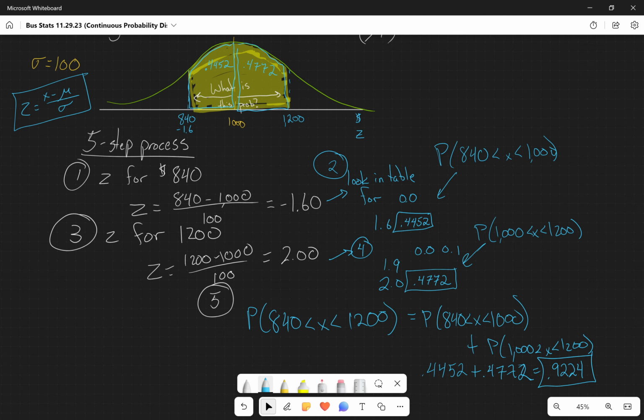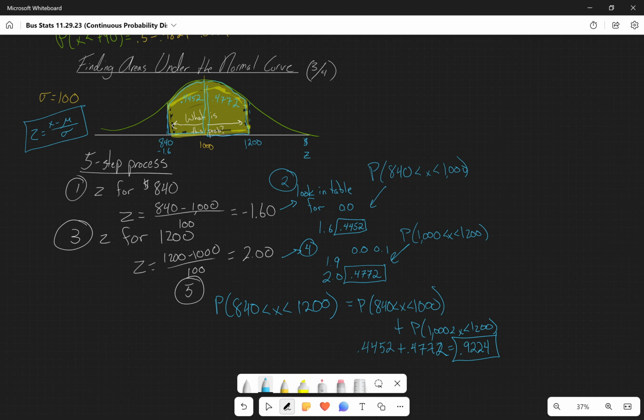Questions on this process for finding the area under a normal curve when we're spanning the mean? When the mean is inside, we end up having to do two different z-statistics on each side of the mean, and then add them back together. So it's a little bit of a decomposition, composition kind of situation. Questions on that?